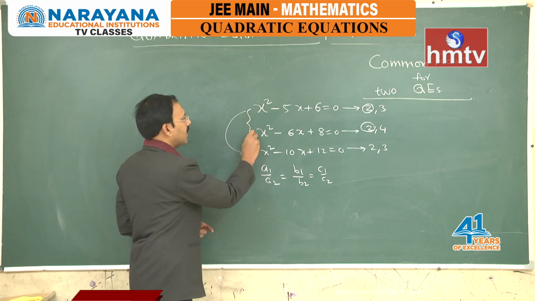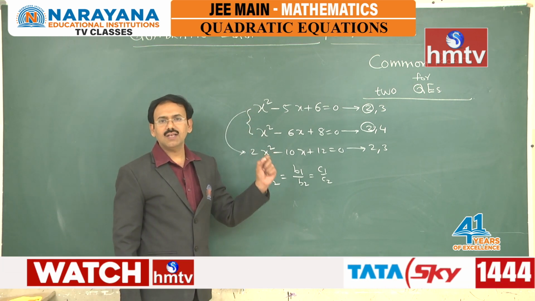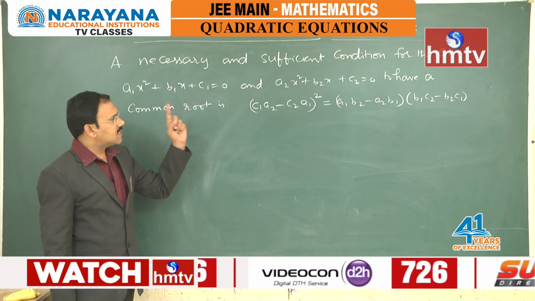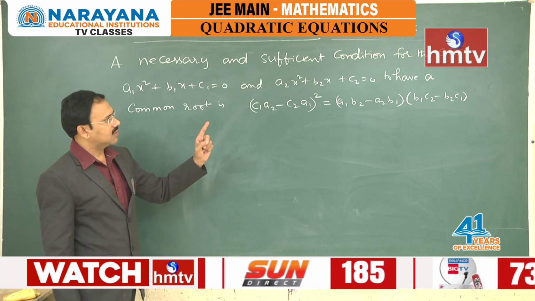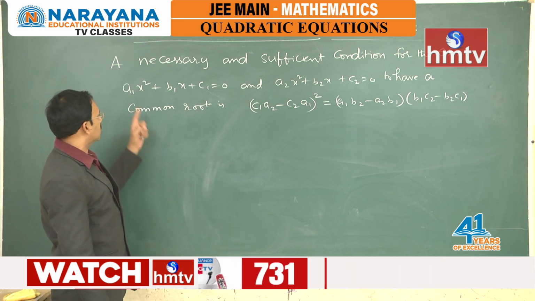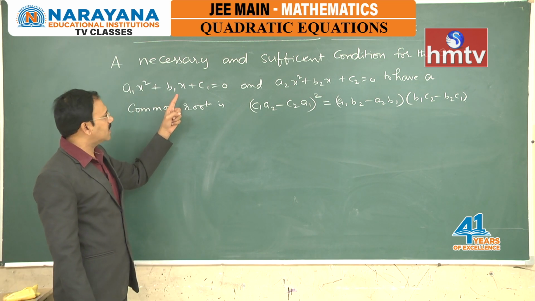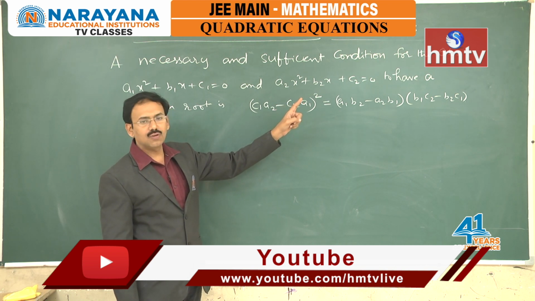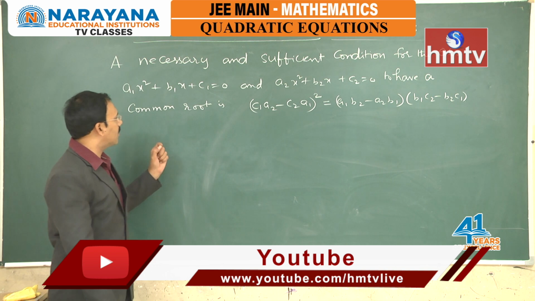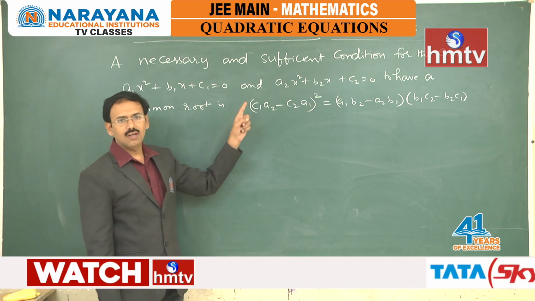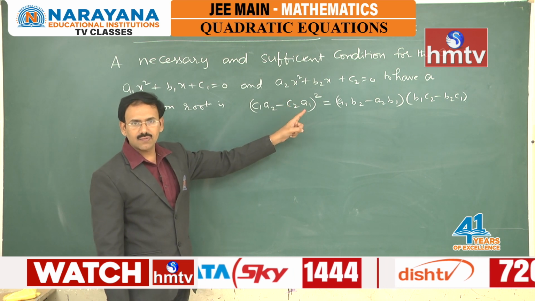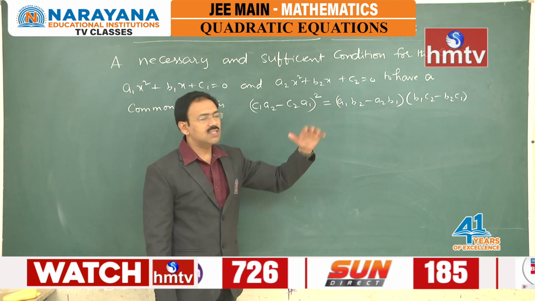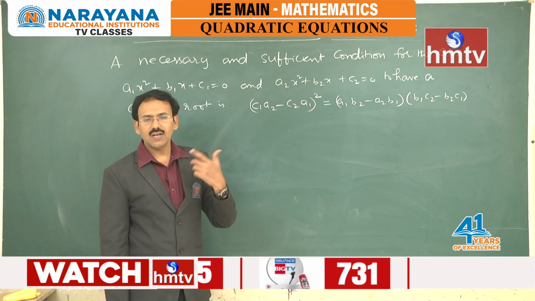Now, we are going to highlight the case where two quadratic equations have one root common. See, a necessary and sufficient condition for the two quadratic equations a1x square plus b1x plus c1 equal to 0 and a2x square plus b2x plus c2 equal to 0 to have a common root is the condition (c1a2 minus c2a1) whole square is equal to (a1b2 minus a2b1) into (b1c2 minus b2c1). So, let us try to prove this.